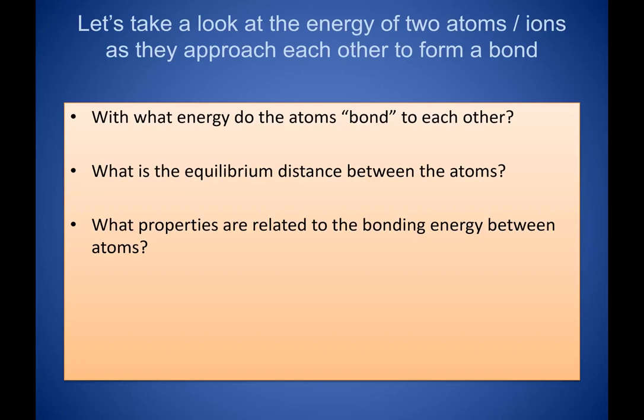We like to quantify the equilibrium distance between the atoms. How close will they sit next to one another? If they get too close, they're going to repel as they overlap. So there's some equilibrium distance that we want to talk about. This will be obviously related to the radius of the atoms. And we like to talk about what kind of properties, even at this level of bonding, are affected.